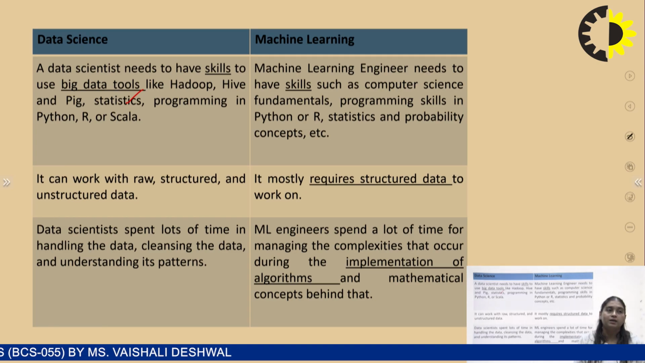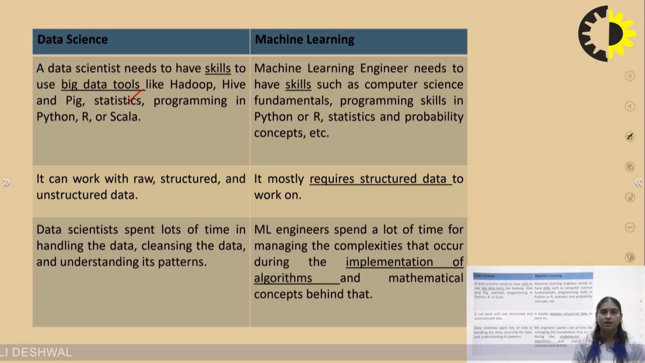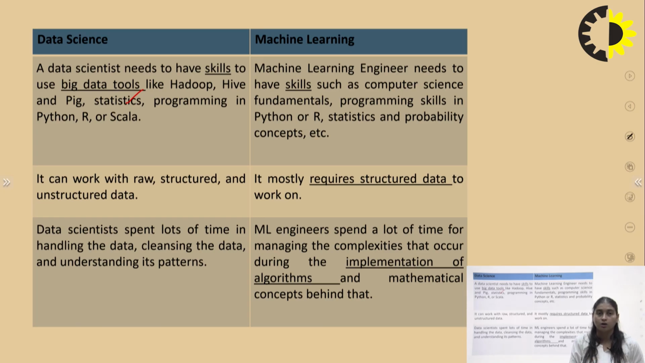Then in data science, we can work with raw, structured or unstructured data. The data which can be converted into rows and columns is a structured one. And machine learning mostly requires structured data, so we must do the pre-processing. Then we have the next point: data scientists spend a lot of time in handling or cleaning the data, whereas machine learning engineers focus on the implementation and the training part of the algorithm.